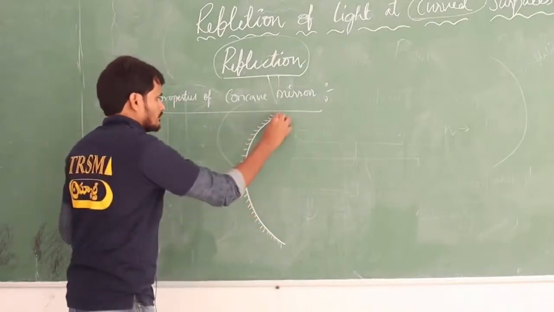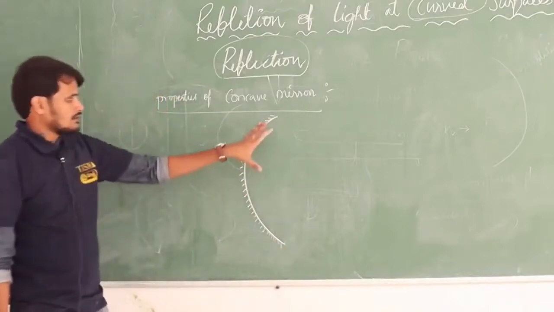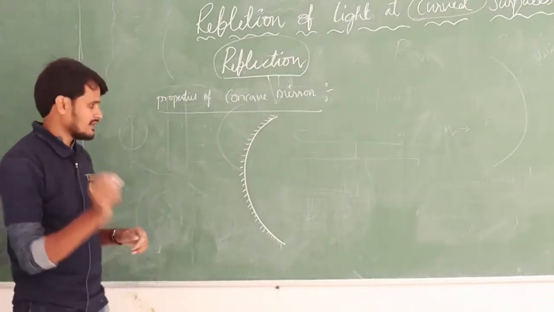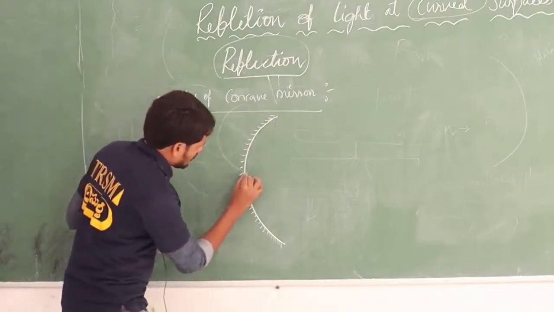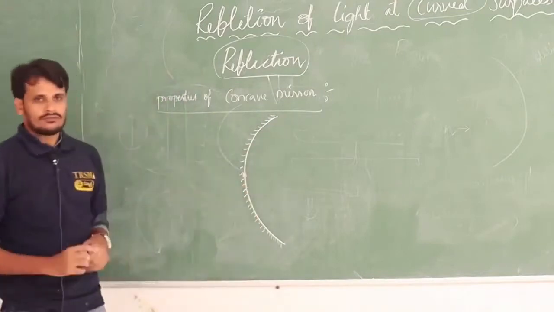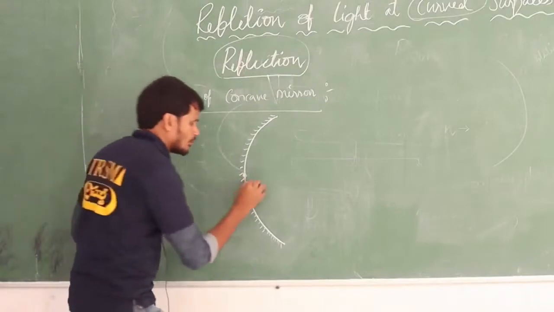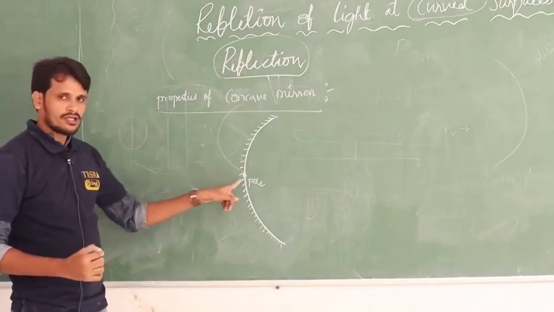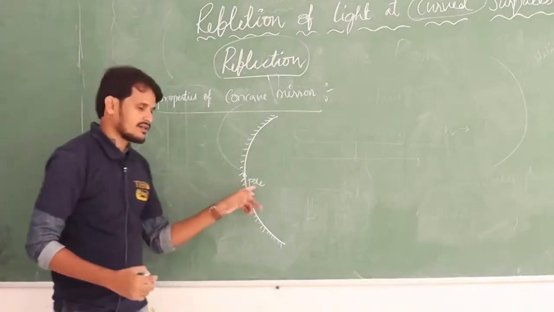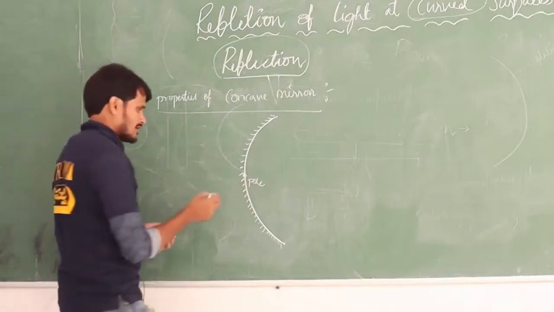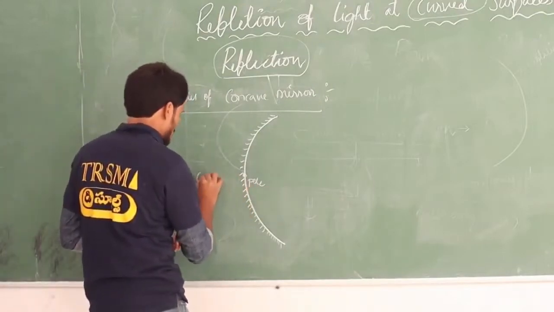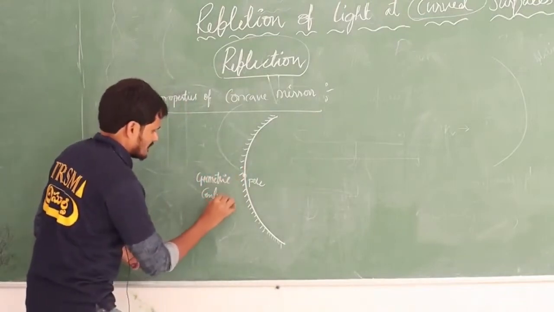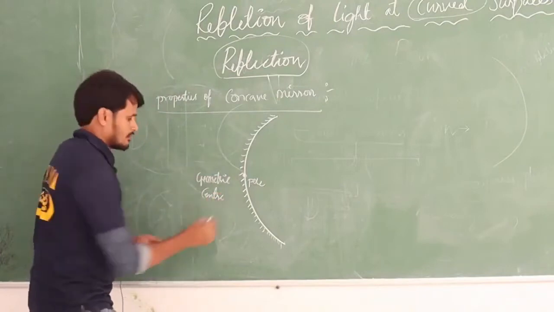Now the concave mirror or spherical mirror has a midpoint, exactly the middle of the concave mirror. This midpoint is called the pole. The midpoint of the mirror. So where that midpoint is located, that point is called the pole point, also called the geometric center or optic center.